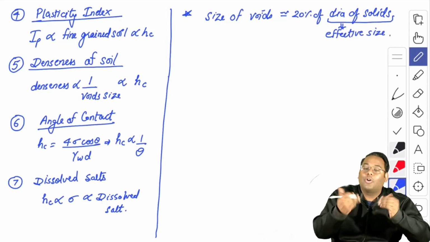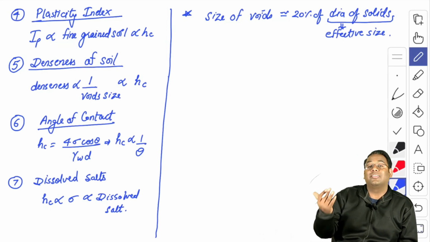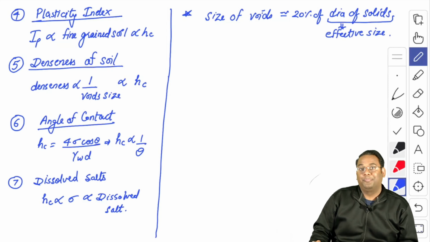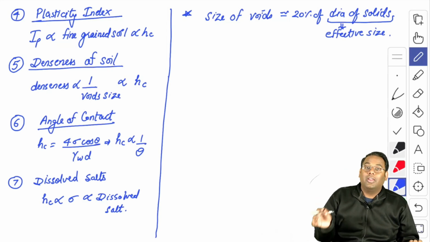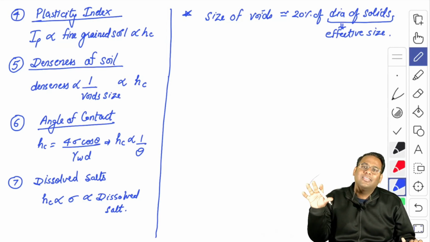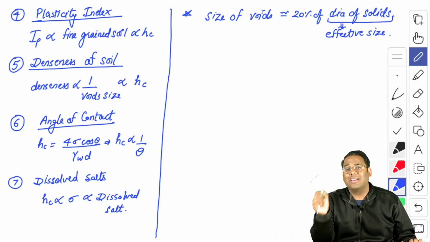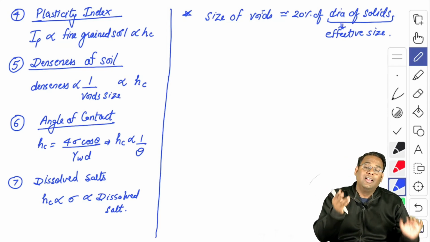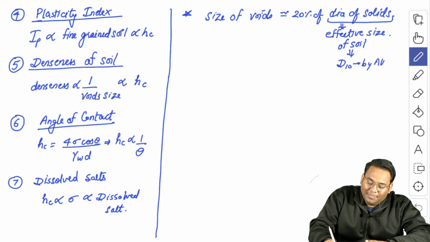The size of solids varies in a particular soil, as you have already studied in the particle size distribution, that all solids are not of the same size, obviously. So in that case, as the solid size is not fixed, you have to take a particular size, and the size that we are going to take here is the effective size of soil, which is your D10. This is defined by Allen Hazen.